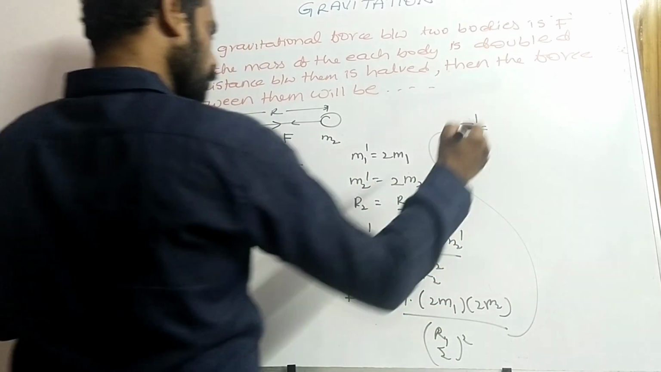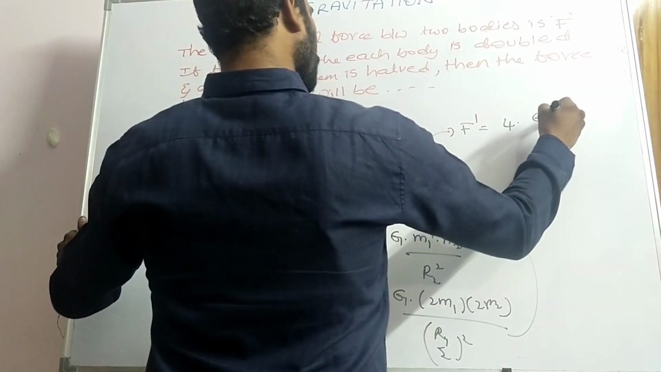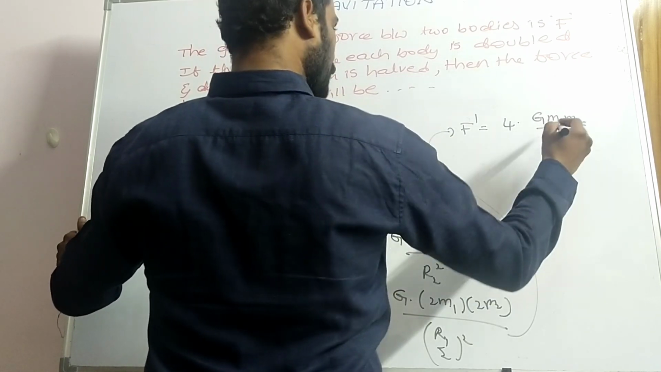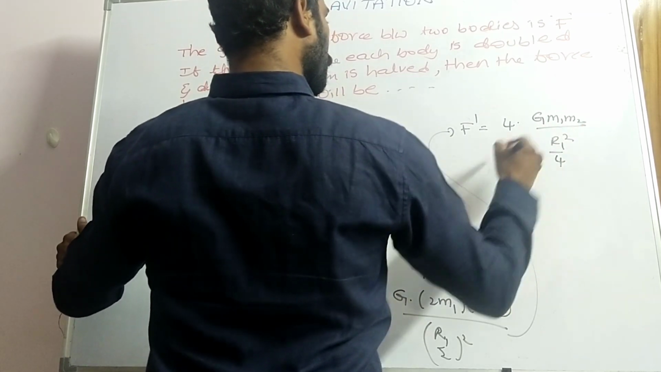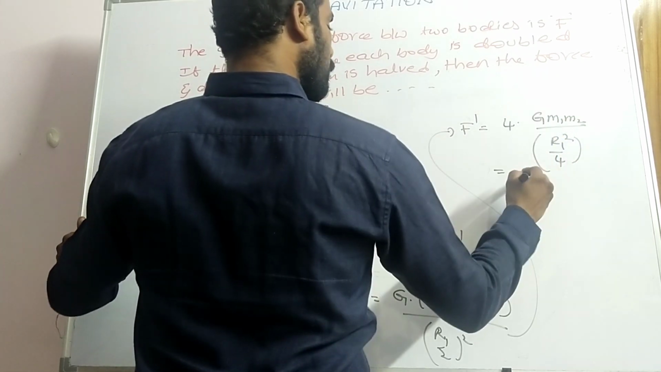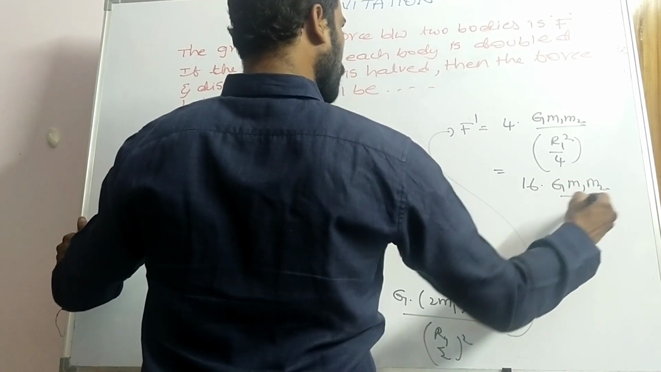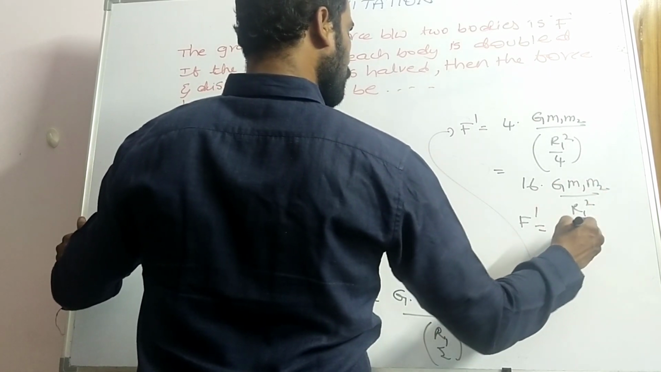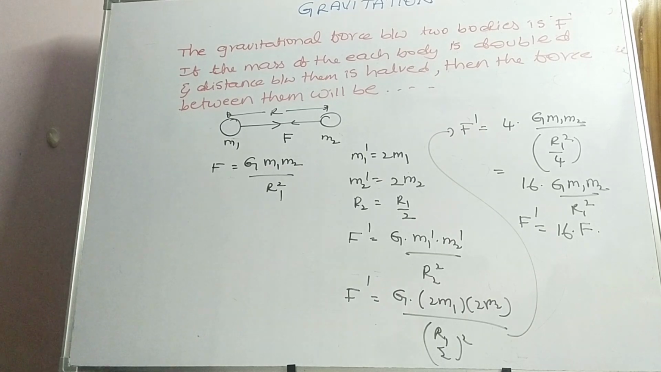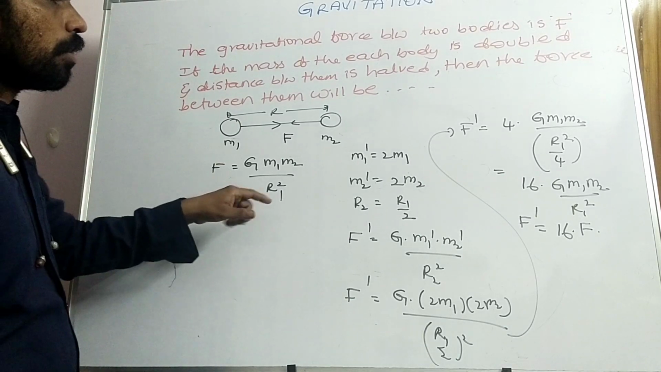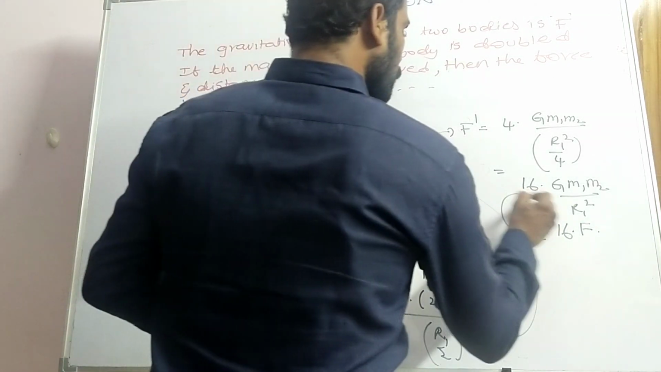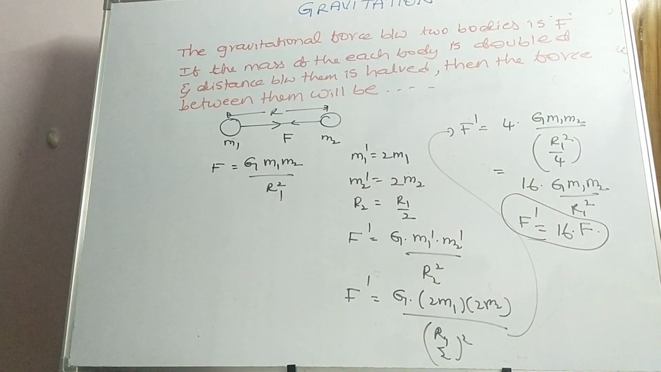Now F dash is equal to 4 into G m1 m2 by r1 square by 4. That is equal to, after taking the reciprocal, 16 into G m1 m2 by r1 square. So F dash can be written as 16 F. So the final force after each mass is doubled and the distance between them is halved will be 16 times the initial force.